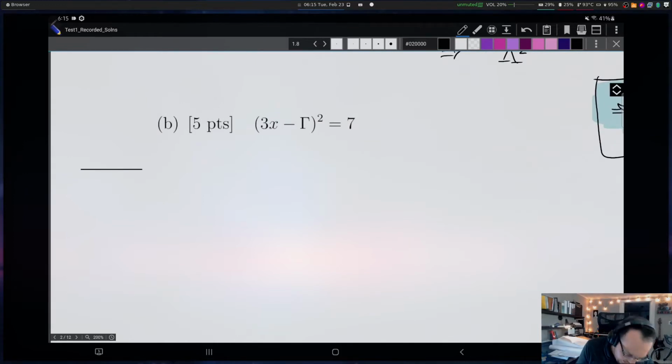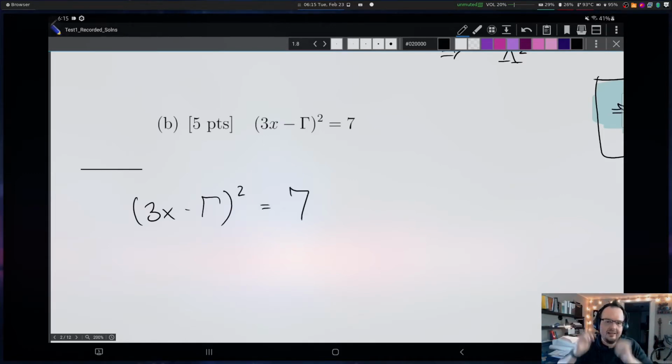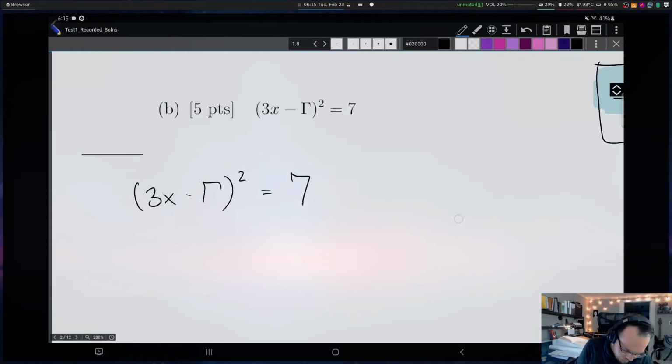Okay, so now I have another equation here, this 3x minus lambda, and I'm taking that quantity and squaring it, and it's equal to 7. Okay, so I'm just going to rewrite the equation first. 3x, or sorry, I said lambda, this is actually a gamma. Very easy to confuse these two. So 3x minus gamma, that quantity squared, is equal to 7.